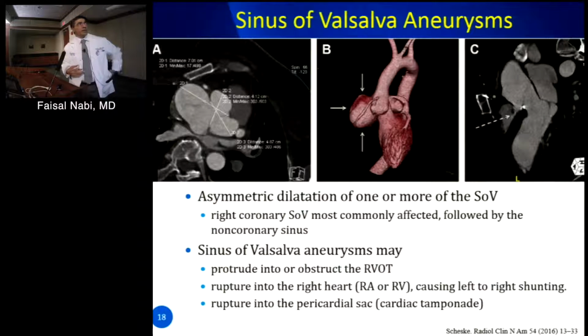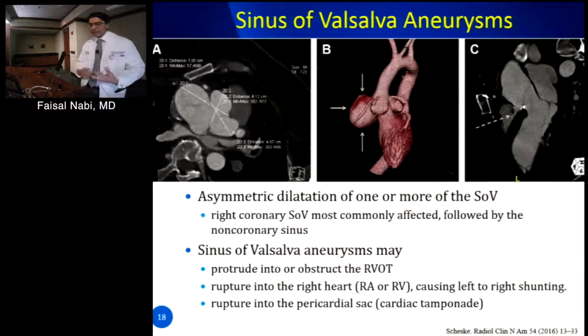I'll get now into a little bit about aneurysmal segments of the aorta. So the first part is, of course, sinus of Valsalva aneurysms. This is a great example of one. Most commonly affected is the right coronary sinus, followed by the non-coronary sinus.